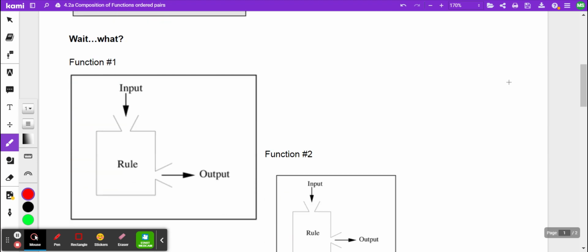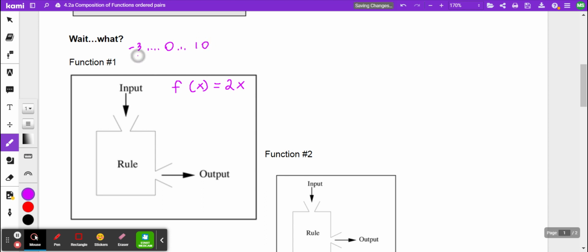So pretty much what we're doing is we're going to have a rule. Our rule could be, no matter what number you put in, you're going to times 2. So whatever x is, you're going to times it by 2. That could be the first rule. So let's plug in a couple things. Let's plug in -3. Let's plug in 0. And let's plug in 10.